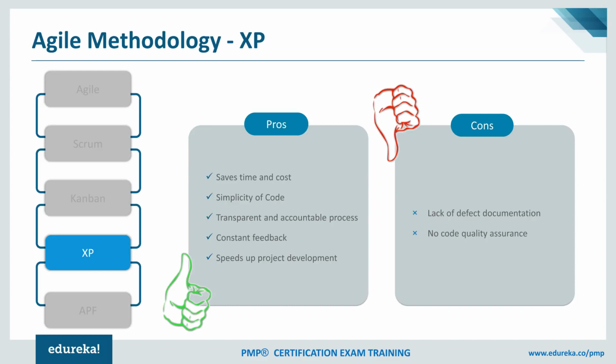Transparent and accountable process. It's a very simple, very lightweight process, and it's transparent. Everybody knows what happens within that iteration. Continuous feedback is there. As I said, the biggest and fastest feedback technique used in extreme programming is pair programming. One person is coding, the other person is reviewing the code, which means you get immediate feedback.